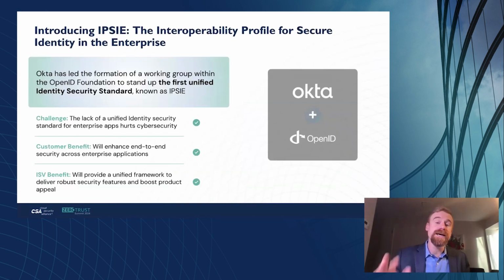Now, there are challenges associated with moving to this modern identity structure, as protocols like CAEP and SSF aren't yet widely adopted. And so we've teamed up with the OpenID Foundation and multiple other leading cloud providers, including Google, Microsoft, and Ping, to create the first unified identity security standard, IPSIE, or the Interoperability Profile for Secure Identity in the Enterprise. IPSIE will enhance end-to-end security across enterprise applications by delivering a unified framework for single sign-on, single log-out, application provisioning, and sharing threat signals. With IPSIE, the identity community is looking to help you build the next generation of identity-aware cloud applications.